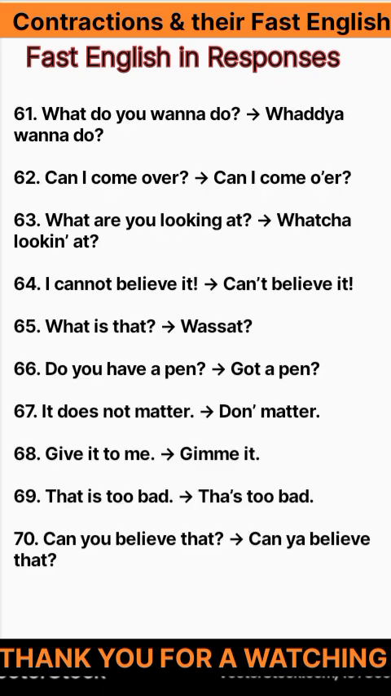Fast English in casual conversations. 61. What do you want to do? 62. Can I come over? 63. What are you looking at? What you looking at? 64. I cannot believe it. Can't believe it. What is that? What's that?